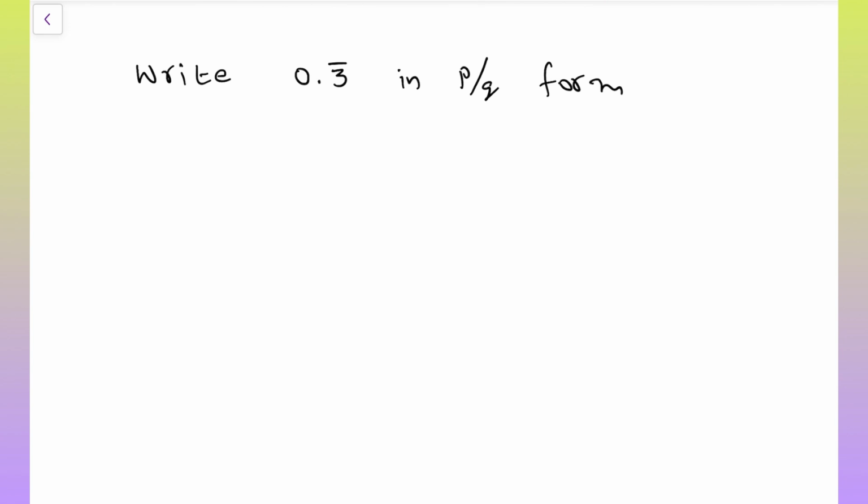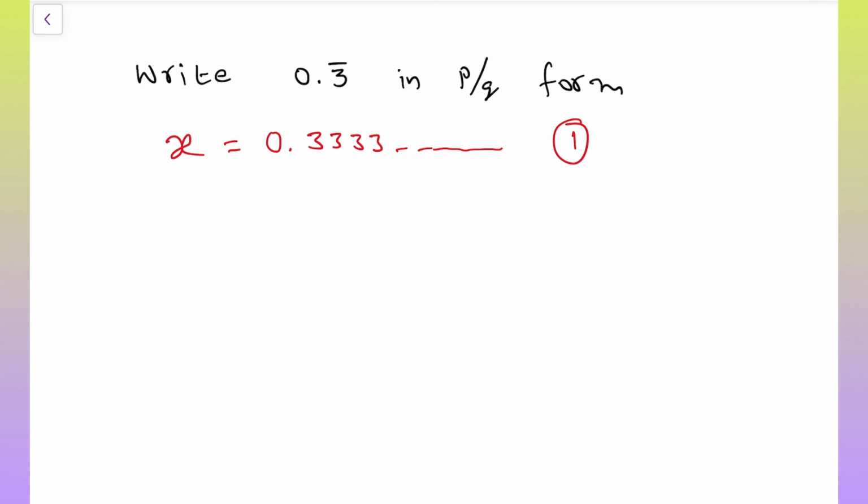Write 0.3 bar in p by q form. So 0.3 bar is nothing but 0.333 and so on. It means the digit 3 is repeating continuously. So this kind of decimal is a non-terminating, repeating type of decimal. So the given question only, you take it as x and make it equation 1. So x is equal to 0.333 and so on.